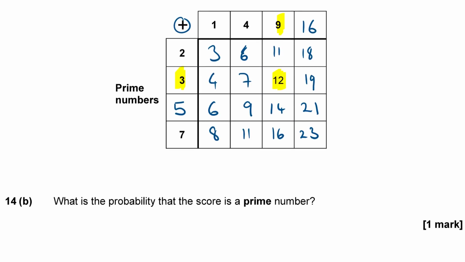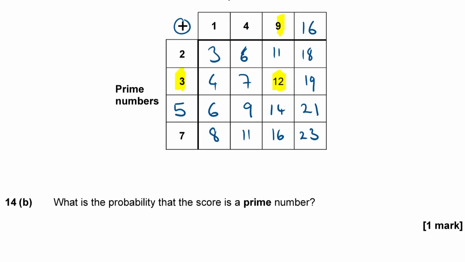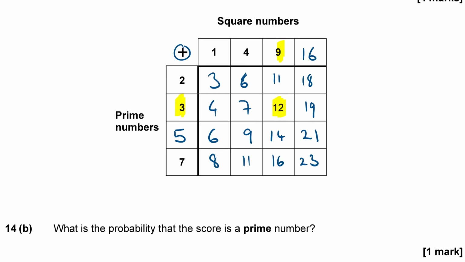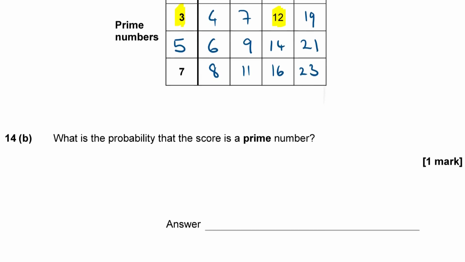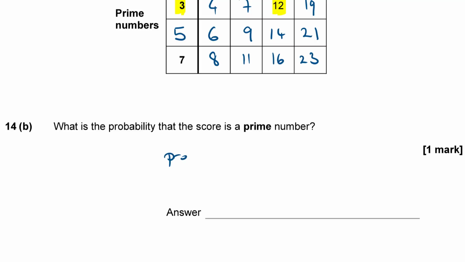What is the probability that the score is a prime number? Okay, so there are a total of 16 different outcomes when we do this. So it's each one of the squares in my grid in the possibility space. So because we've got 16 squares, then my probability, which is successful outcomes, if you've forgotten what probability is defined to be, successful outcomes divided by total outcomes.